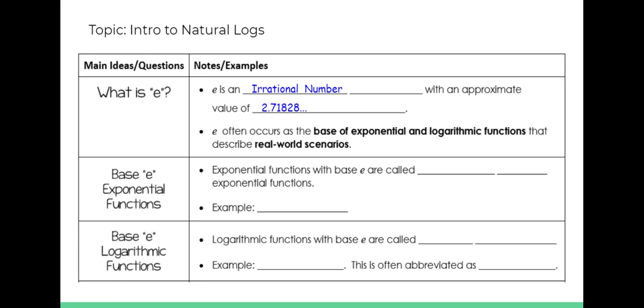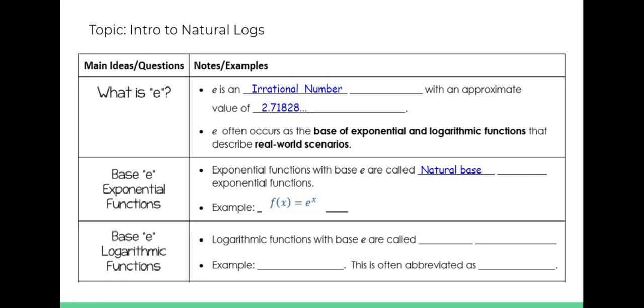Base e exponential functions. Exponential functions with base e are called natural base exponential functions. There's that natural word coming again. So base e, I want you guys to automatically associate e with natural or nature. An example of this is f of x equals e to the x. e to the x is an exponential function. A base e exponential function has that form.